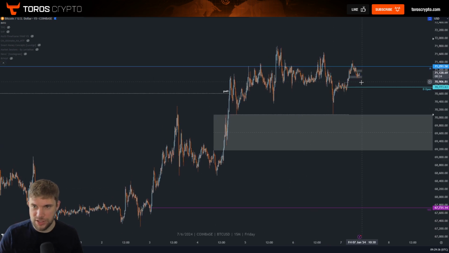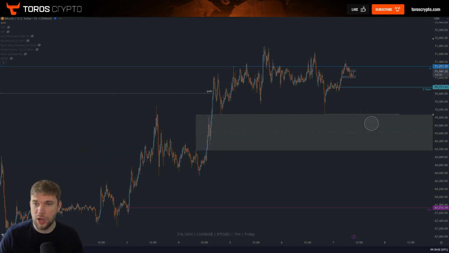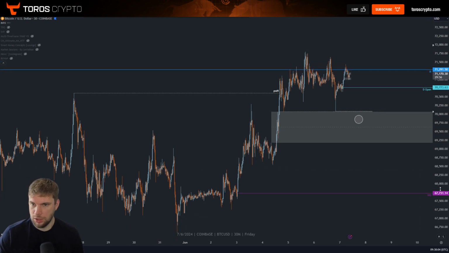So at this stage, if we do start to lose daily open, then it brings back the possibility that previous day lows do become a really nice target because there are equal lows there. So you can extend this across. It would have been nice to have got this yesterday. But if there is to be a move down, I think just below 70k is still an area that you could look to bid into with quite a lot of confidence.